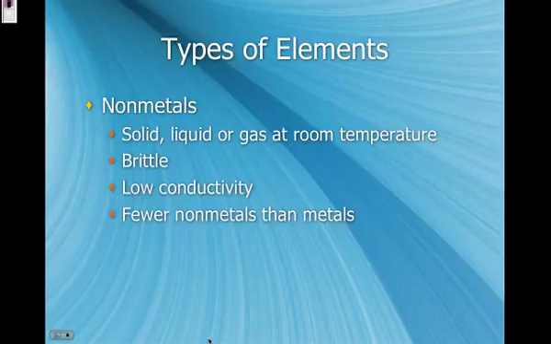Okay, then there's nonmetals. Nonmetals are on the right of that stair-step line. And they are solid, liquid, or gas at room temperature. There's a variety of states. They're very brittle. What does brittle mean? They break easily, so they aren't bendable. If you try to bend them, they're going to break. They have low conductivity. And there's fewer nonmetals than metals. You can see on the periodic table there.